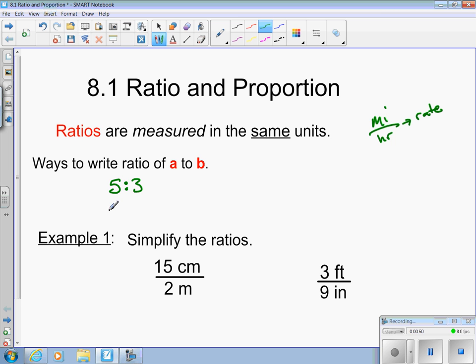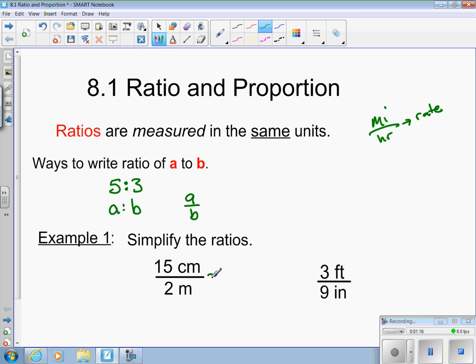Okay, A to B, maybe I should do that. A to B, you can write it out with the word "to" between, or you can write them as a fraction. So if we want to simplify ratios, what we're going to do is we're going to get the same units. So you have to change either meters to centimeters or centimeters to meters.